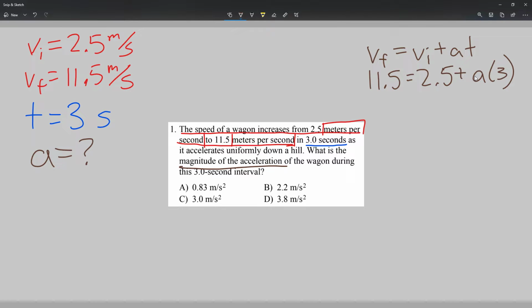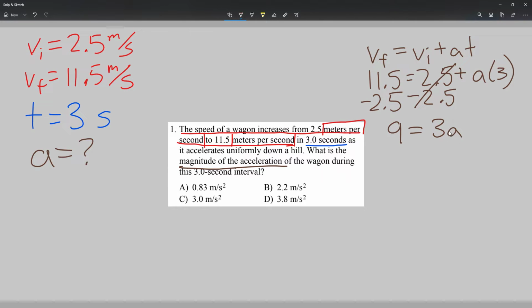We want to solve for A, which means we have to get A by itself. To get A by itself, we're going to take the things that are farthest away from A and get rid of them. The farthest thing from A right now on this side is 2.5. So we're going to get rid of 2.5 here. How we're going to do that is the opposite operation of what's here. Since this is 2.5 plus A times 3, we're going to subtract 2.5. We get rid of the things that are farthest away from A first. So this gives you 9. And A times 3 gives you 3A.